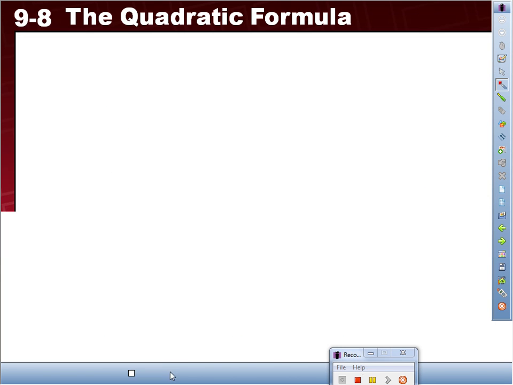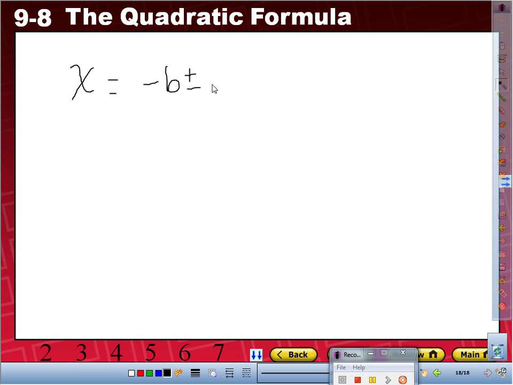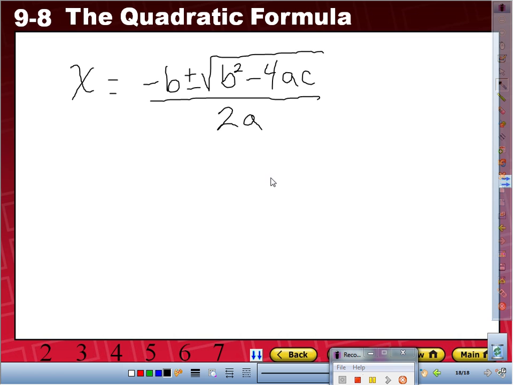Quadratic formula. Write this down right underneath your steps. X equals minus B plus or minus the square root of B squared minus 4AC, over 2A. Only that. Copy that, please. So, guys, the quadratic formula we need to memorize because we need this in order to solve quadratic equations. X equals minus B plus or minus the square root of B squared minus 4AC, over 2A.